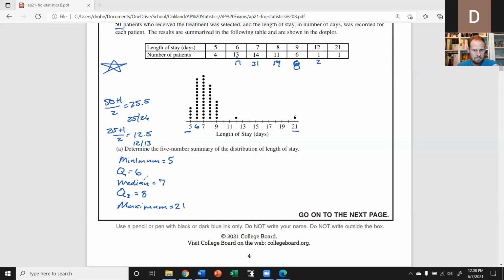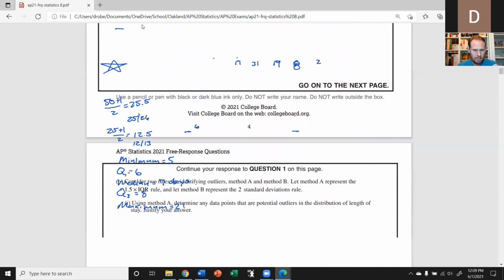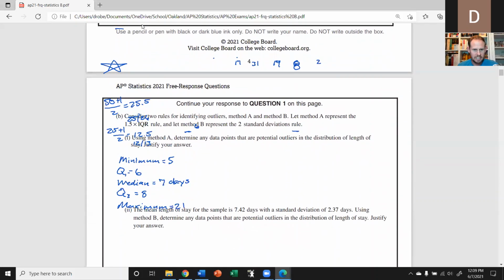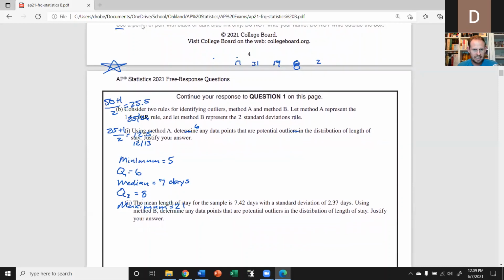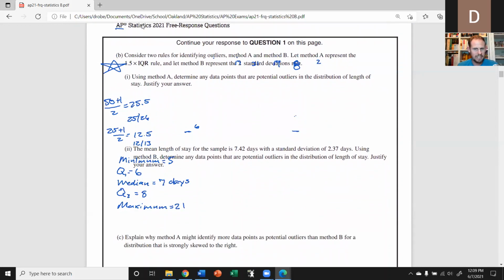That's all they wanted. If you want to add units like days, you can, but I don't think they even cared about that here. They just wanted the 5 numbers. So 5, 6, 7, 8, and then 21. You do need to label them if they ask for them. It's going to be annoying that I can't go back to the numbers because I need Q1, Q3, and the median. Oh well, we'll just remember what they are. Memorize them, guys.